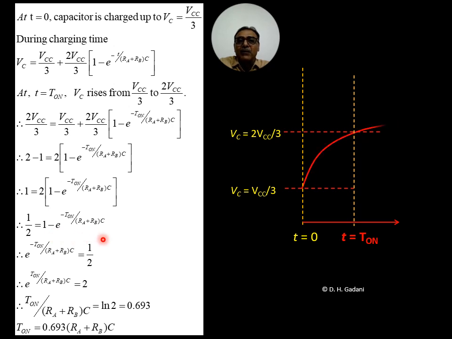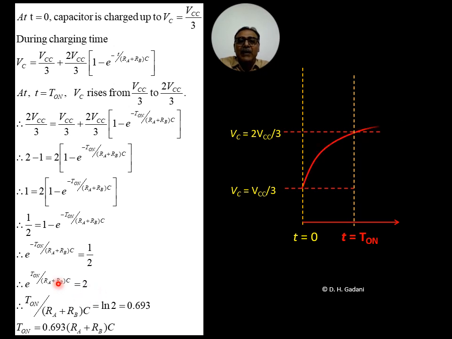minus t on upon (Ra plus Rb) into C. If we bring this term on the other side and 1 half on this side, we get e raised to minus t on upon (Ra plus Rb) into C equal to 1 half. If we take inverse on both sides, we can write e raised to t on upon (Ra plus Rb) into C equal to 2.